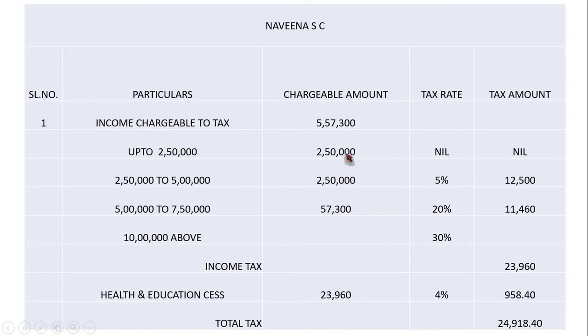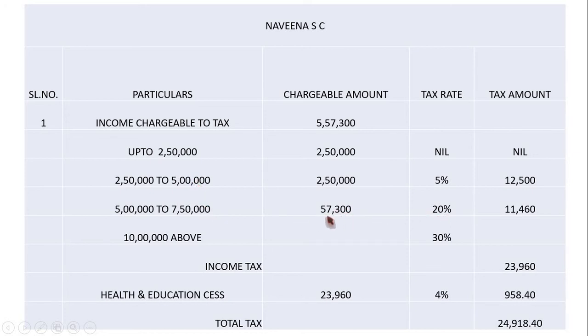5,57,300: up to 2,50,000 nil, 2,50,000 to 5 lakh is 5%. So 2,50,000 into 5 divided by 100 is 12,500. These two total how much? 5 lakh. That's why he will take only 2,50,000. So 12,500. Remaining balance: 5,57,300 minus 5 lakh is 57,300.